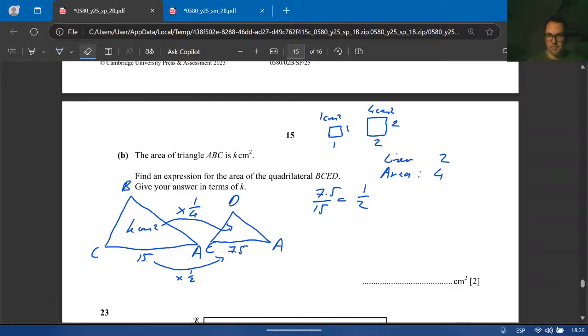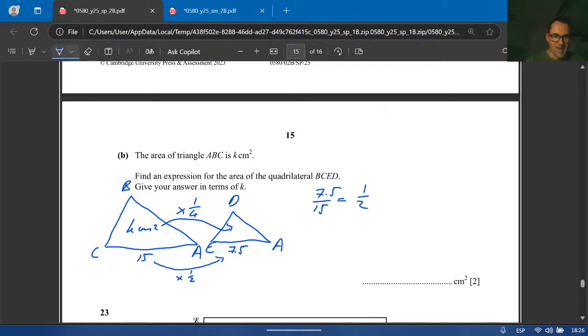So that's why if this is k centimeters squared, this will be a quarter centimeter squared. Okay, or k over 4 centimeters squared. That is the area of the smaller triangle.